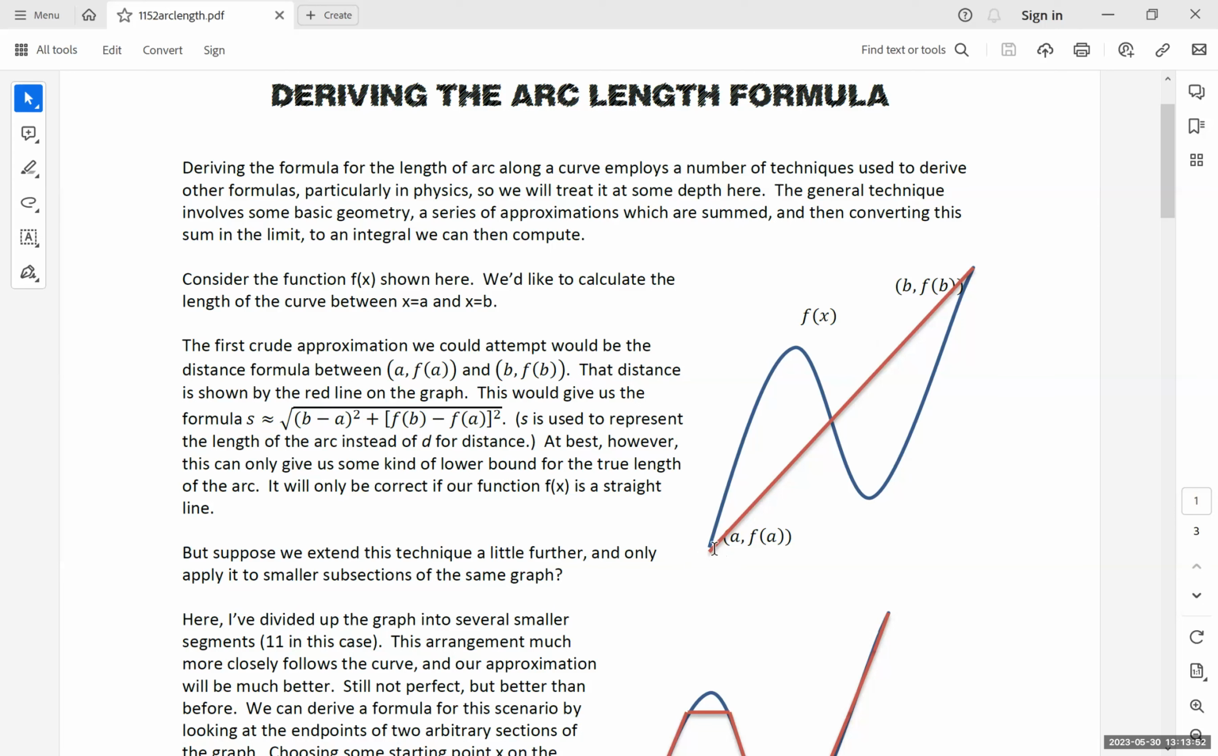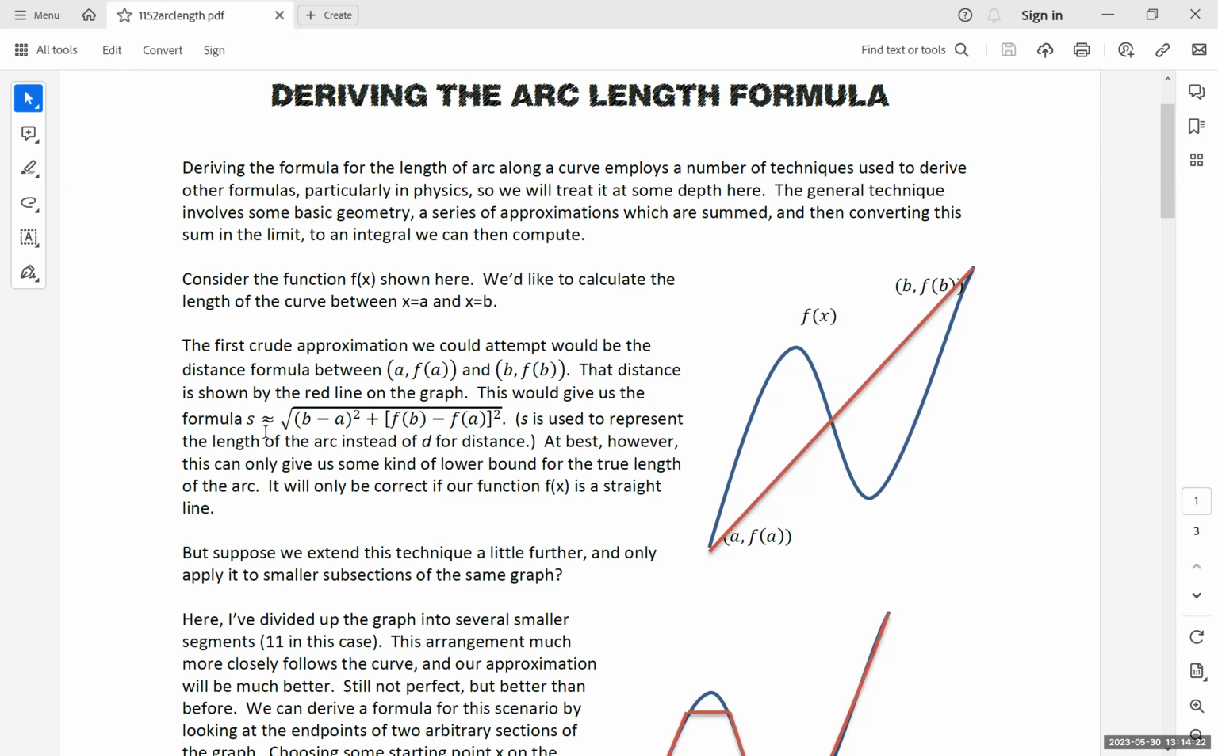Now, obviously, if this curve was a straight line, then the straight line distance from one point to the other would in fact be the length. But from this example, we can see that the function does not actually do that. But we can think of the straight line distance here as essentially a minimum distance for our formula. And if we calculate that directly, we just use the distance formula.